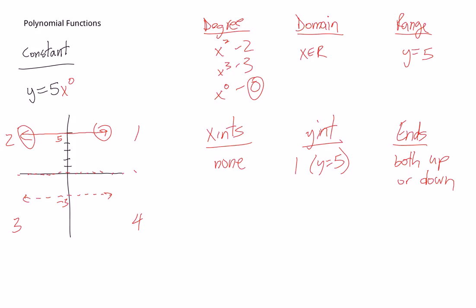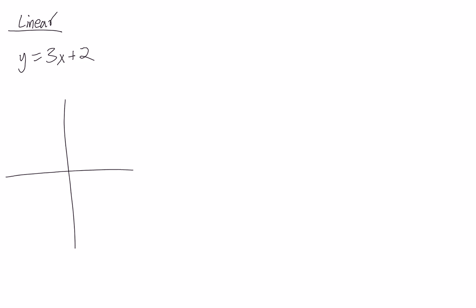Okay, let's do the same thing for a linear graph now. So a linear graph, it's an equation something like 3x plus 2. So if we were to graph that, we would basically get a straight line, but this time it'll be diagonal, and it would look something like that, where it's going to cross at the point 2.